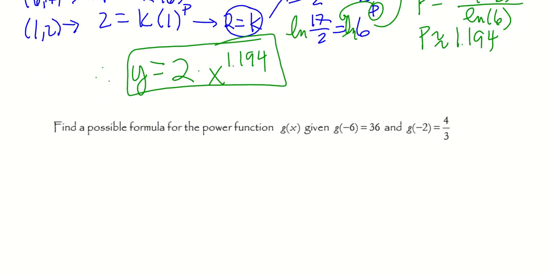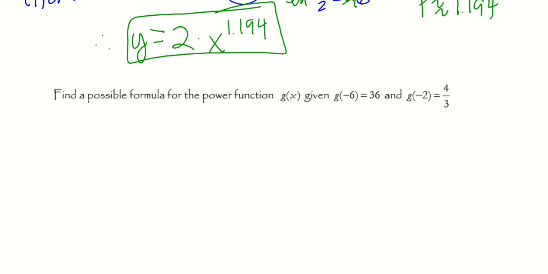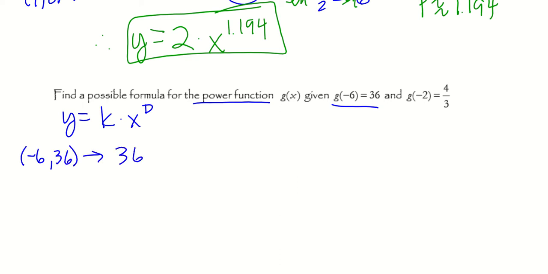Let's do another one. So here I want to find a possible power function. So again, I'm looking for an equation of the form y equals k times x to the p, given that g of negative 6 equals 36. So that is a point, right? That's the point negative 6. When x is negative 6, y is 36. So I plug that in, and I get 36 equals k times negative 6 to the p.